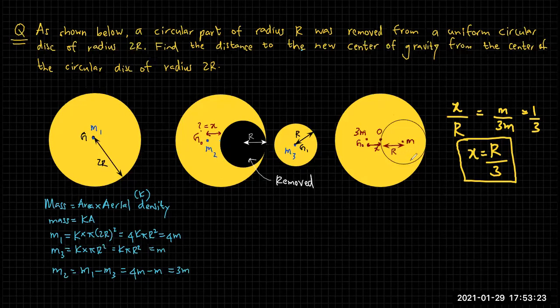So you put the object back together, you mark the masses, and then you take the distance from the center to each mass. X is to r should be 1 is to 3, because the mass ratio is 1 is to 3. So the final answer is r by 3.